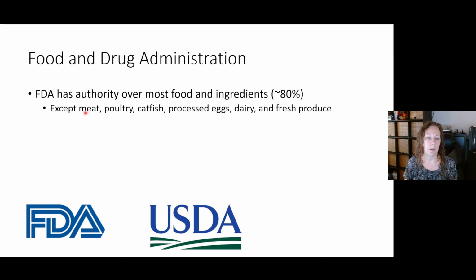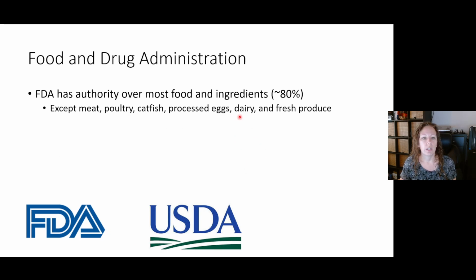USDA controls meat, poultry, catfish, so only catfish, and that is because all the catfish that are sold in the U.S. are farmed in the U.S. And I couldn't really tell you why that's different from farm salmon, for example, but for some reason USDA has control of catfish only. Processed eggs, so these are not eggs in the shell, but as soon as you take them out of the shell, if it's liquid egg product or powdered eggs, these are controlled by USDA. Eggs in the shell are controlled by FDA.